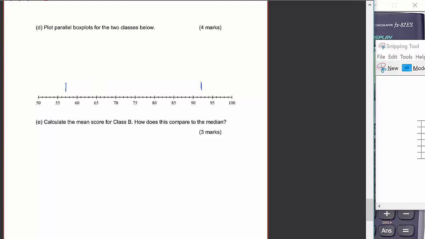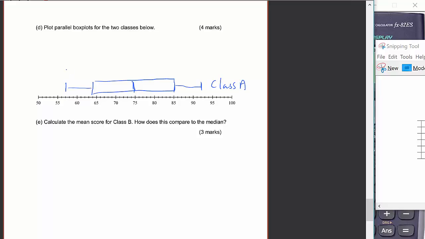Oh dear. And then the upper quartile is at 85. And the median at 74. So that's the box just here. You really should make more of an attempt to get this straight and use rulers and things. So that's class A. You should always label.